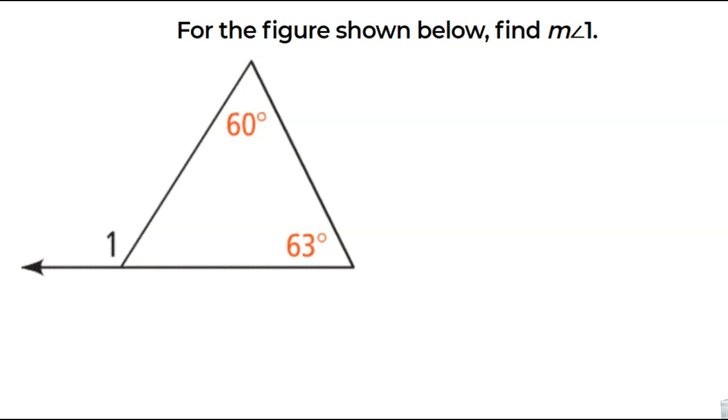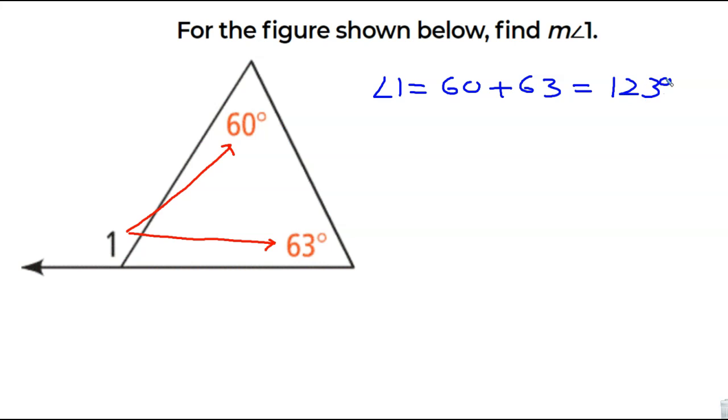Next question. For the figure shown below, find the measure of angle 1. And we have a triangle once again. But notice this time angle 1 is an exterior angle of my triangle. Now I have a theorem for exterior angles. It is that any exterior angle in a triangle is equal to the sum of the two opposite interior angles. So in other words, what I can do to find angle 1 here is I can say angle 1 is equal to 60 plus 63. In other words, 123 degrees. Okay, that's kind of the quick way to answer this question here.